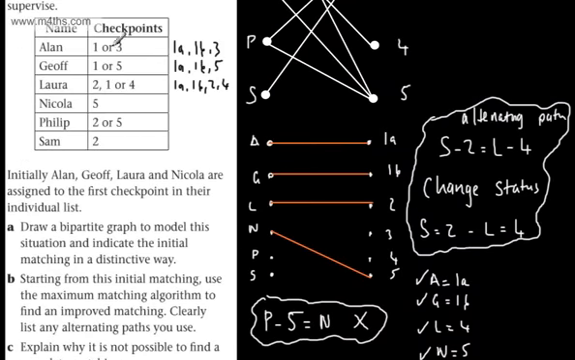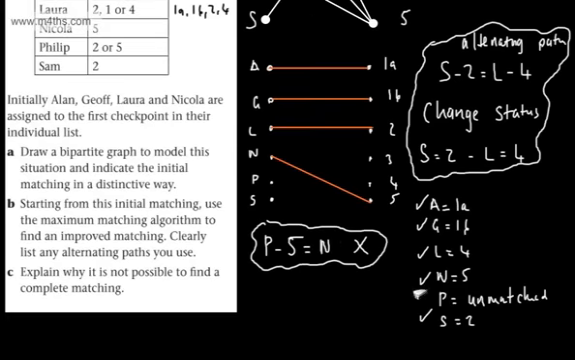So there we go. Explain why it's not possible to find a complete matching. I did that at the start. We've seen with the bipartite graph, if we gave Nicola 5, that would mean that Philip would have to do 2, which leaves Sam unmatched. So there we go. We've looked at complete matchings. We've looked at a maximal matching right here, and this is a maximal matching. If we've got 6 nodes on each set and we've matched 5, then that is a maximal matching. We can't find a complete matching, therefore we have to settle with 5.